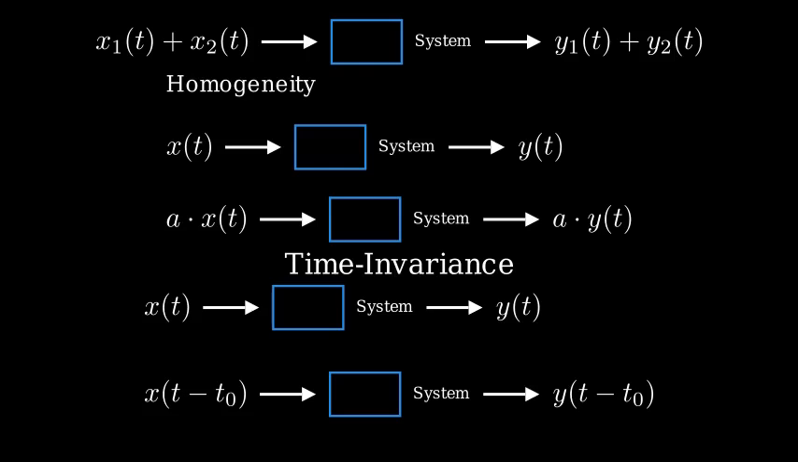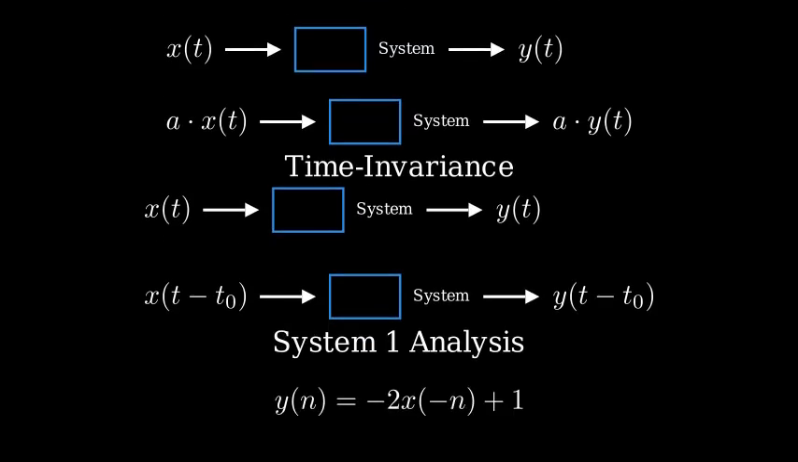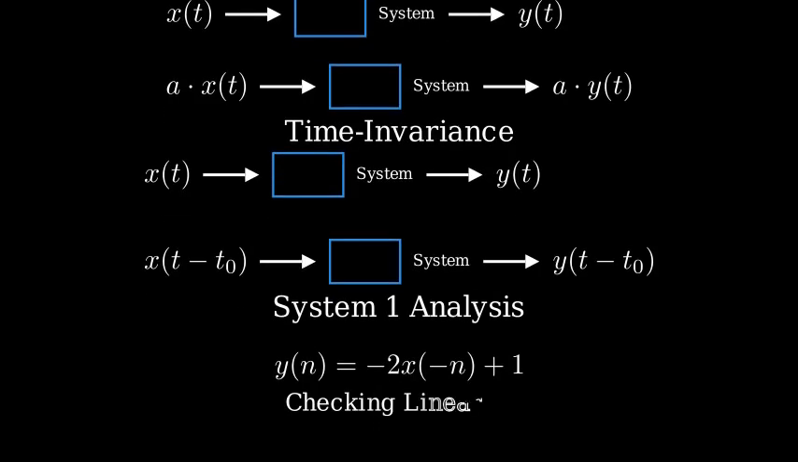Now let's analyze our first system, y of n equals -2 times x of -n plus 1. To determine if this system is LTI, we need to check both linearity and time invariance. First, let's check linearity. For a system to be linear, it must satisfy both superposition and homogeneity, which means it can't have any constant terms or operations that aren't scaling or addition. Looking at our equation, we see that it has a constant term, plus 1. This immediately violates the homogeneity property because scaling the input won't scale this constant term.